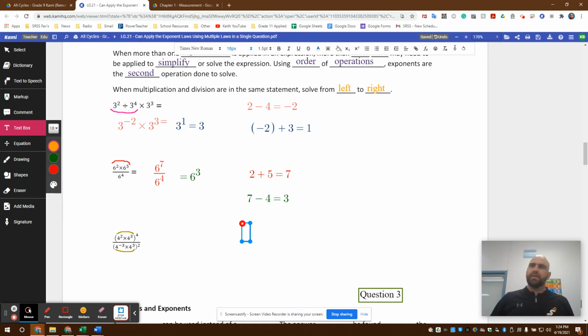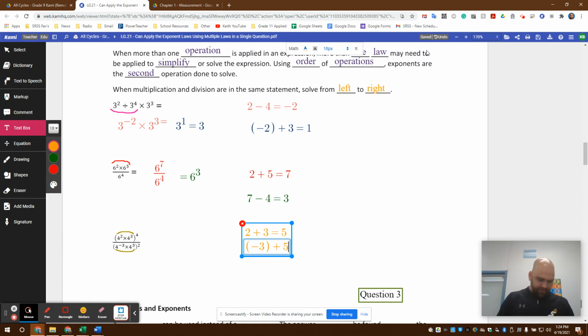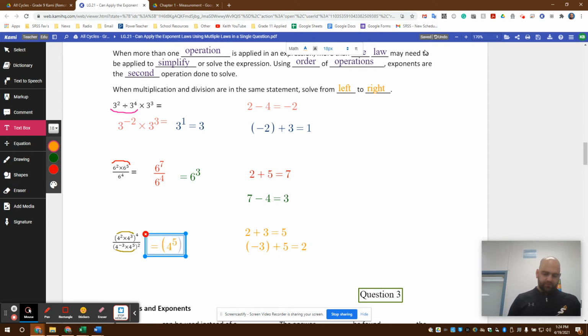So I'm going to do two sets of those. First one's going to be 2 plus 3 is equal to 5. And the second set on the bottom, we have -3 plus 5, which is equal to 2. So what this is going to give us here, we're going to have this is equal to, well, the top now we have the 5. So we have to keep this organized here. 4 to the power 5, and this is still to the power 4.